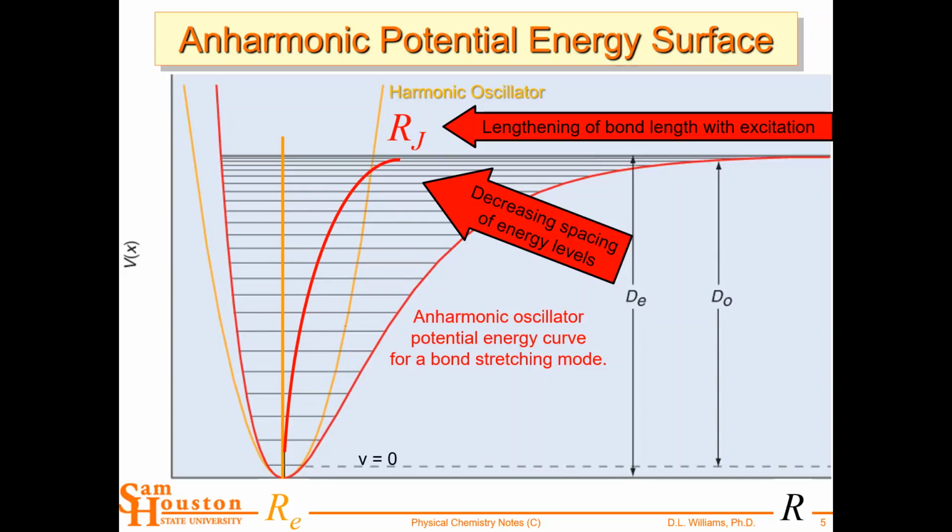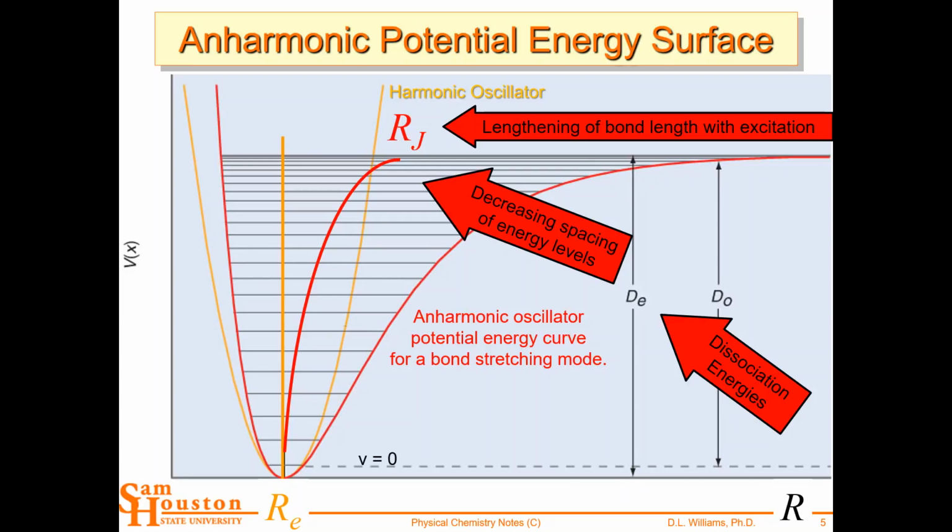That's called centrifugal distortion. So as the molecule spins, it's like it's in a centrifuge, and the atoms spend a little bit more time further apart. It actually stretches the bond. And then these down here are the dissociation energies.